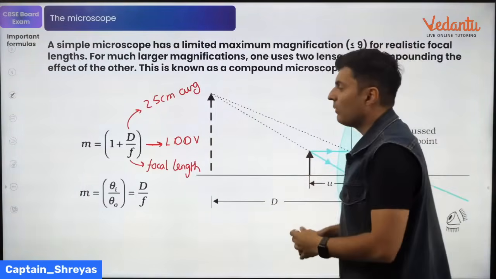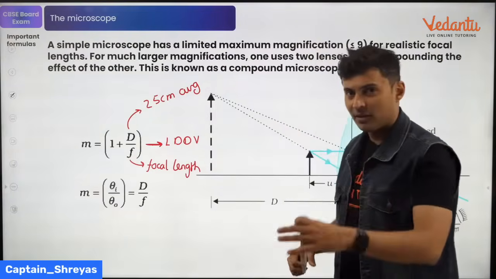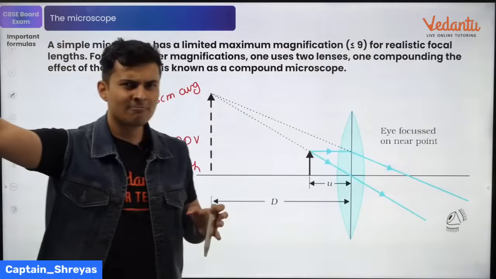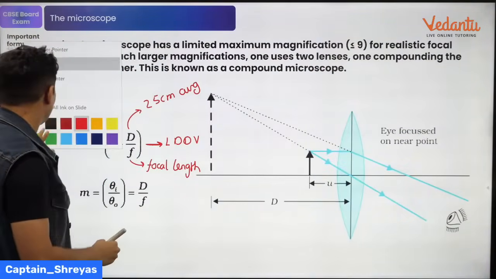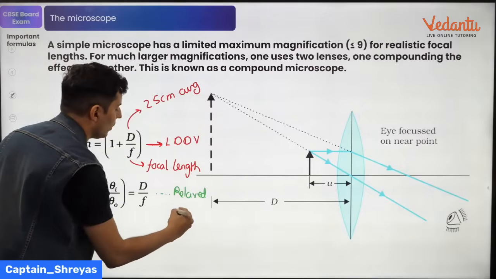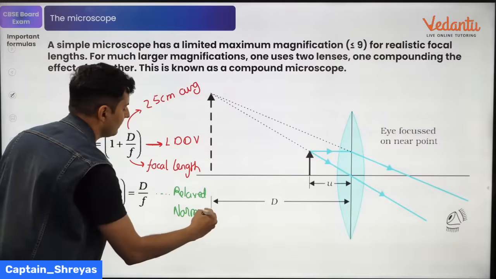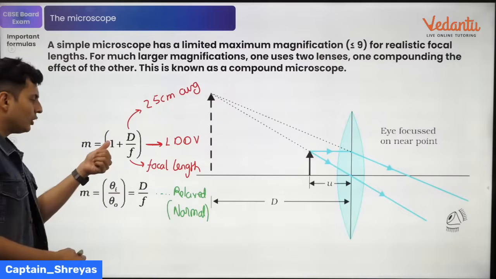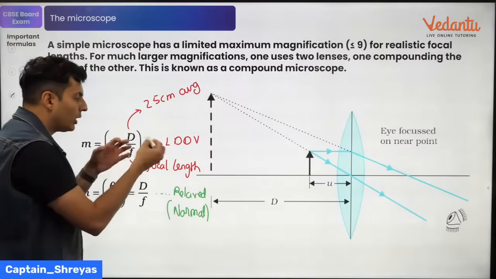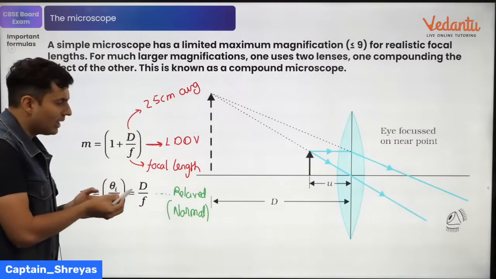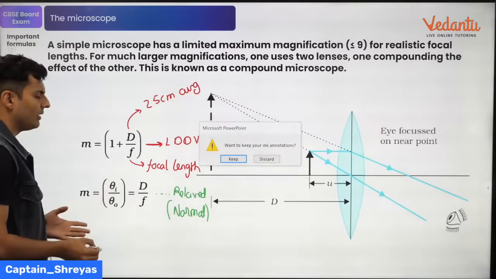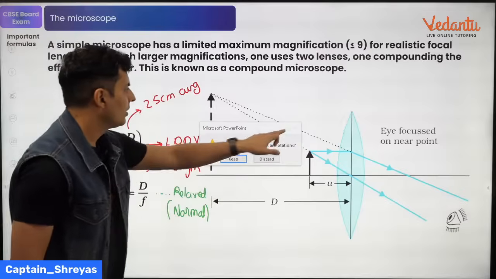So the magnifying power is 1 plus D by F if you make the image form very close to the eye. If the image is far away, that means for normal vision, that is basically relaxed eye, for relaxed condition, also called the normal vision, then you do not put this 1, it is just D by F. When you put in that additional effort, you strain your eye, you get a better magnifying power. When you relax your eye, then your magnifying power reduces. So that's one thing which you should know.